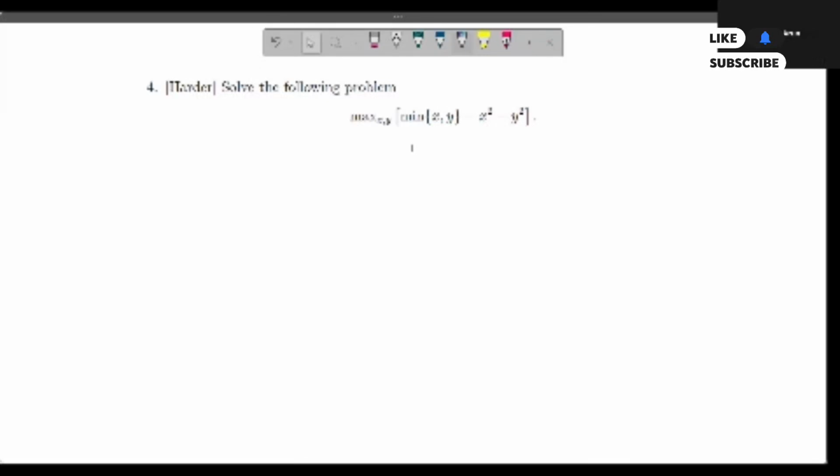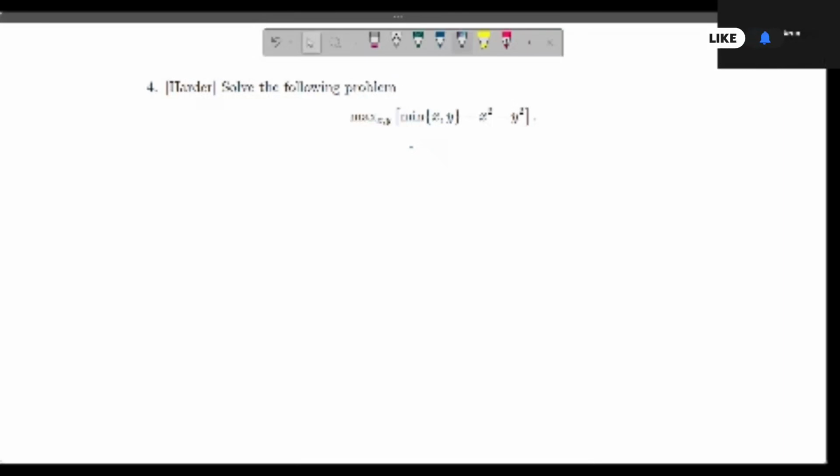What is required to solve this? Solve the following problem. Maximize the min of xy minus x square minus y square. So this is the combination of optimization, max of min. So you maximize the minimum of these two. Firstly, you will solve it as per BODMAS. Firstly, brackets, and then you will come out to prove that bracket as maximum.